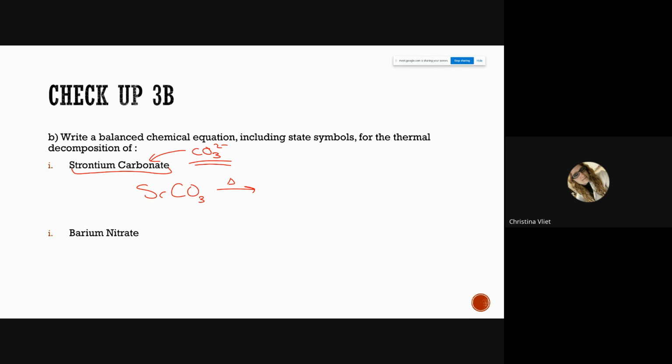SrO. And the other one is CO2. I would fill in these states of matter. This is a solid, I heat it up. This is a solid, and carbon dioxide is a gas.